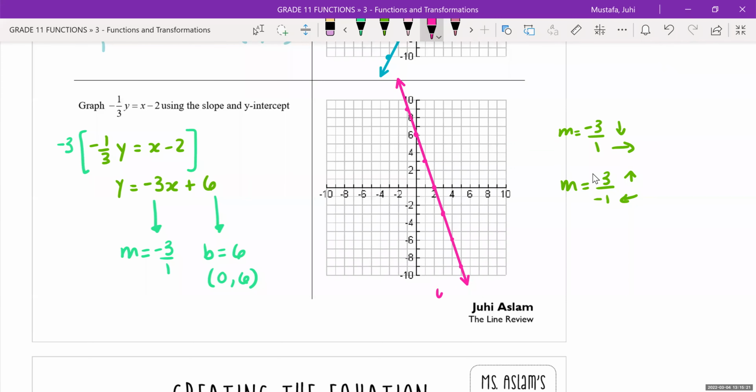And I guess this one, I'm just going to write it as y is equal to -3x plus 6.